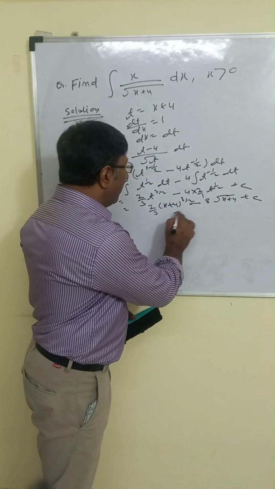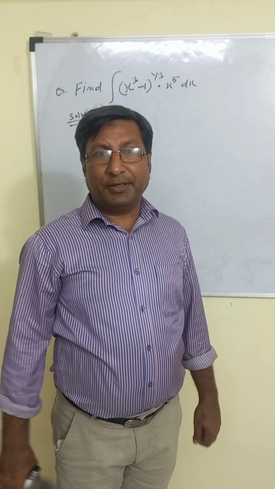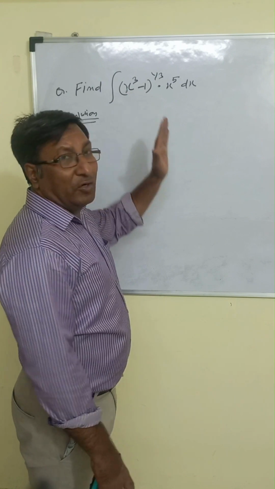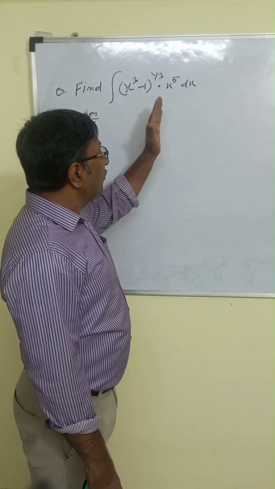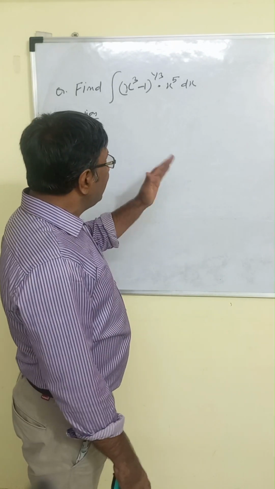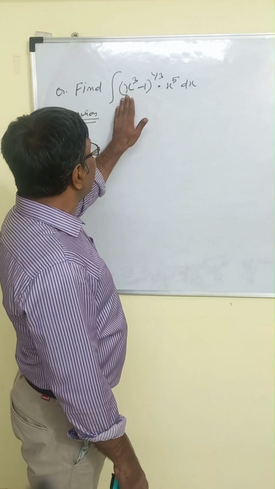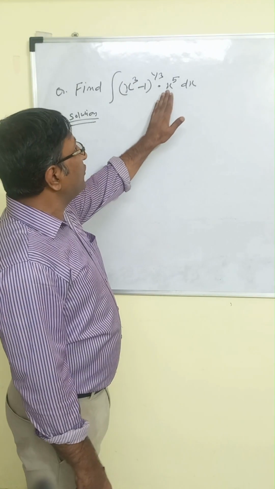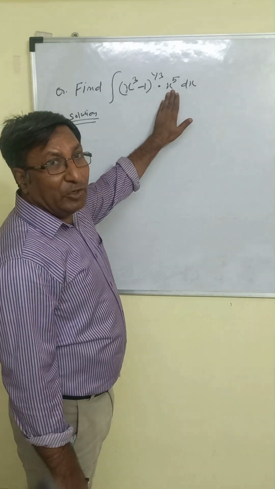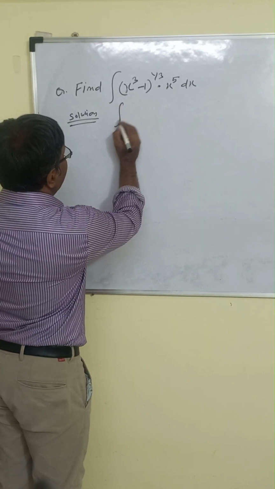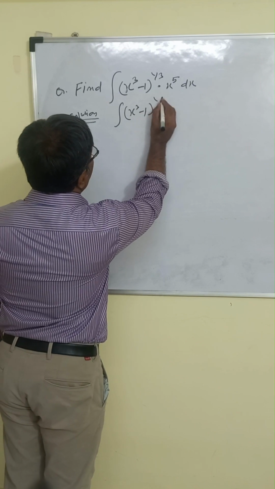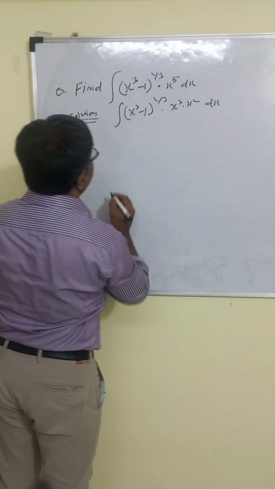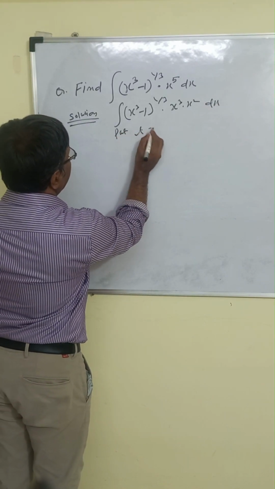We can take common also. Question of integration. Let us see the question. Find integration of x cube minus 1 to the power 1 by 3 into x to the power 5 dx. So for this type of question, the technique is: here x cube minus 1, so when we take t, the derivative will be 3x square. So first we convert x cube into x square. So we will write here x cube minus 1 to the power 1 by 3 into x cube into x square dx.